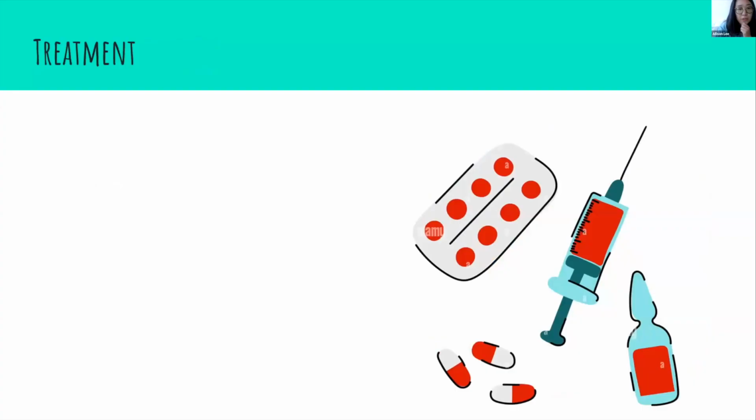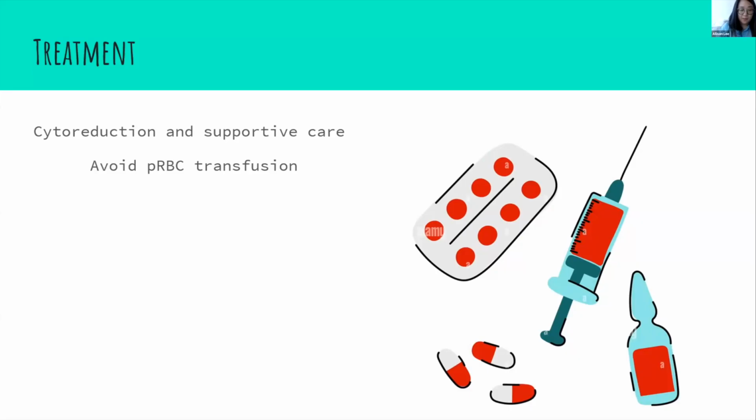And then finally, going to treatment of leukostasis. The mainstay of treatment is cytoreduction, reducing your WBC count, and then supportive care. Supportive care, we're already pretty good at. One thing to note is you want to avoid packed red blood cell transfusion for as long as possible, until you can reduce the number of WBCs.